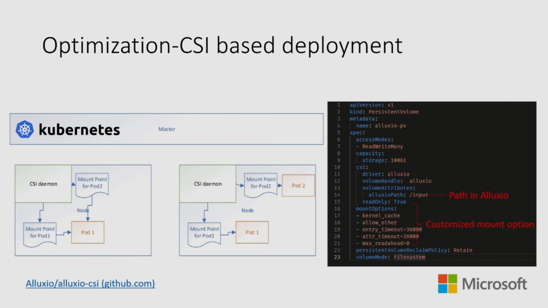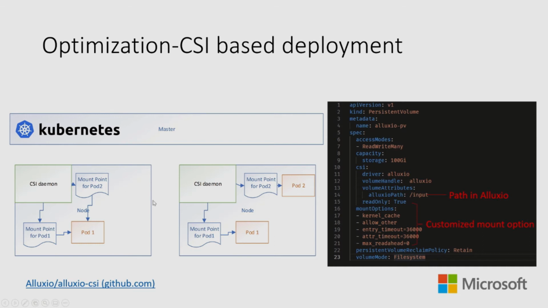To achieve this, we adopt the CSI-based deployment. Here is an example of how to use CSI. We have a configuration file for each CSI mount point. In this configuration, you can customize the mount options. You can also customize the Alluxio configurations, and you can also customize the mount folder inside Alluxio. It's quite convenient for us.